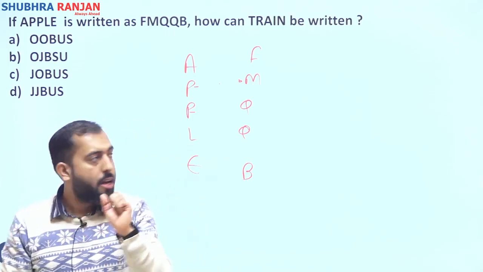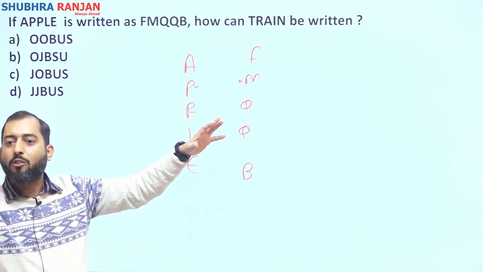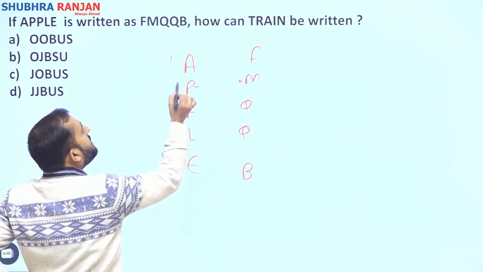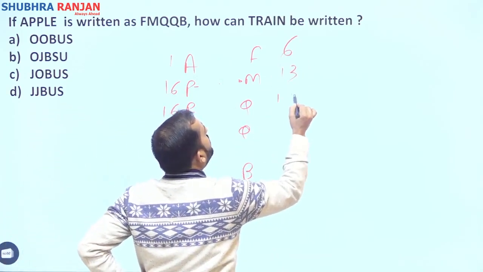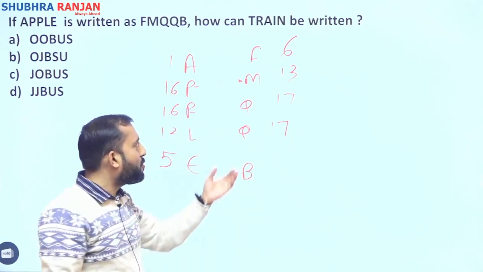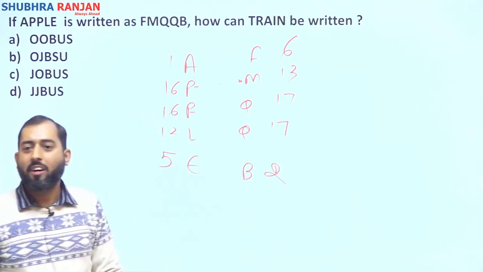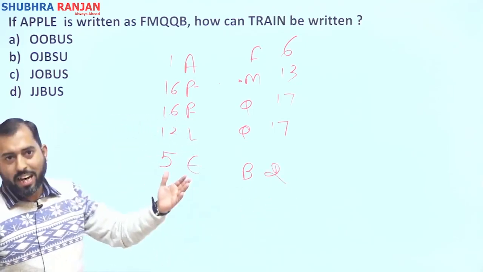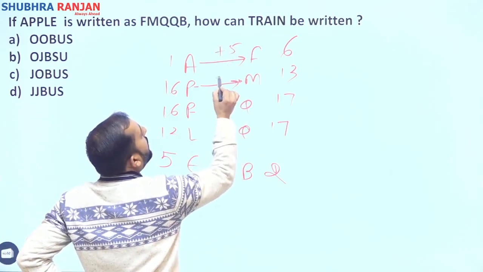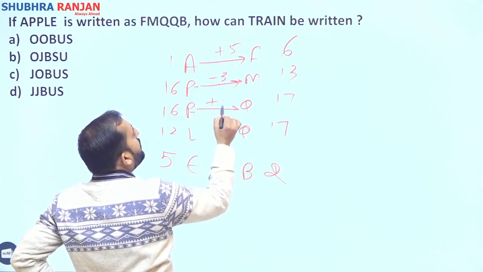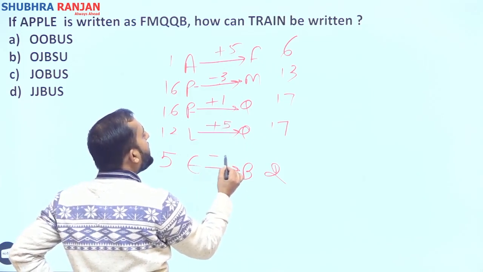Agreed? Guys? Now, my task: I am very weak in alphabets, so I'll write down their positions. A is 1, P is 16, P is 16, L is 12, E is 5. F is 6, M is 13, Q is 17, Q is 17. Now I think you should not forget Q: Q is 17, right? B is 2. Clear? First task, one to one. 1 to 6 plus 5. 16 to 13 minus 3. 16 to 17 plus 1, 12 to 17 plus 5 and E to B minus 3.